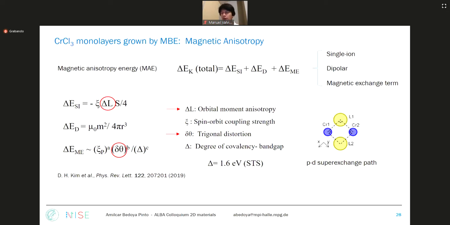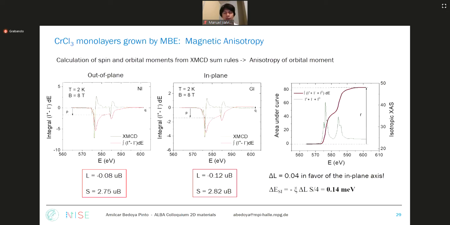And in the in-plane and out-of-plane direction of the magnetic field, you can determine the spin and the orbital moment. So the most important result here is that we have a spin moment close to 3, which is expected for a chromium 3+ in this octahedral configuration. And the most important thing is that the orbital moment was not quenched, which is also expected for this kind of system. So it was finite, and most interestingly, it was different for the in-plane and out-of-plane direction.